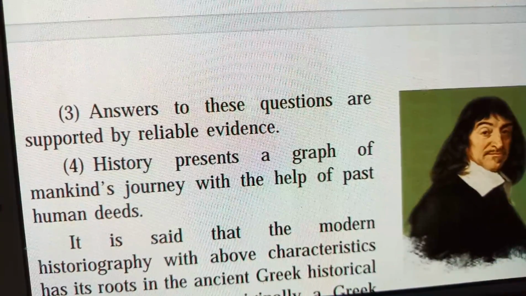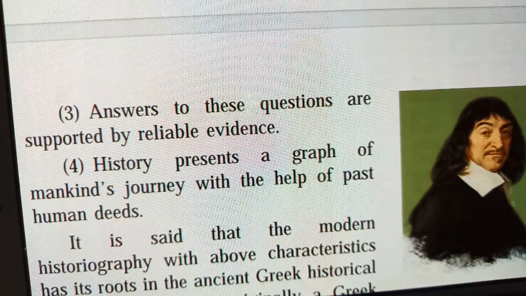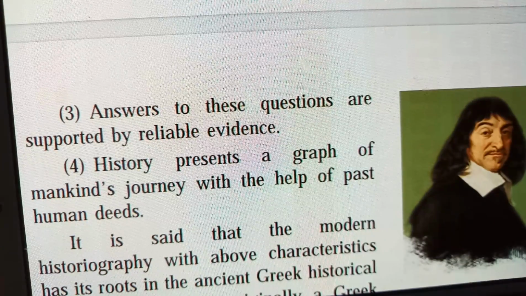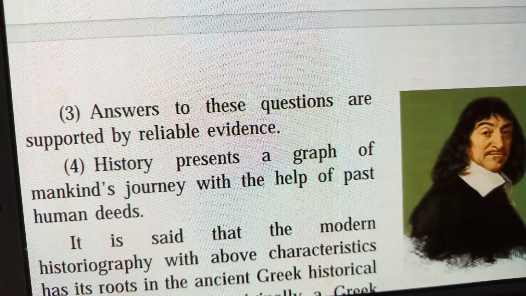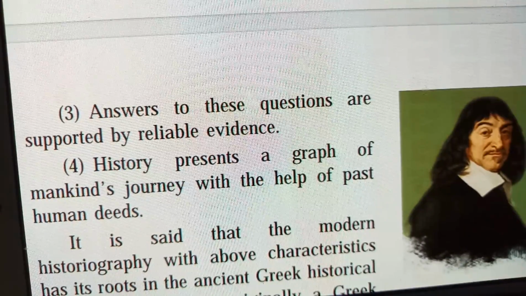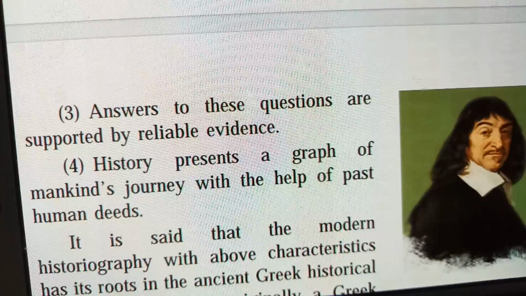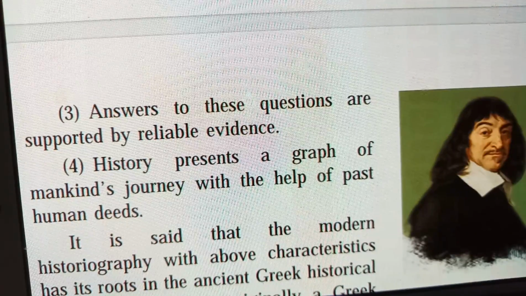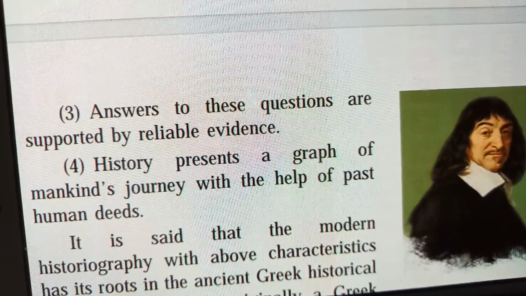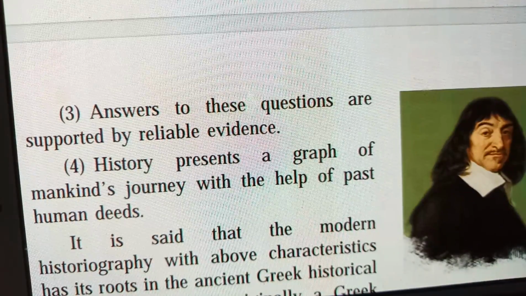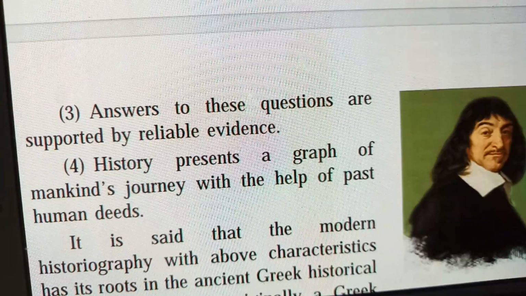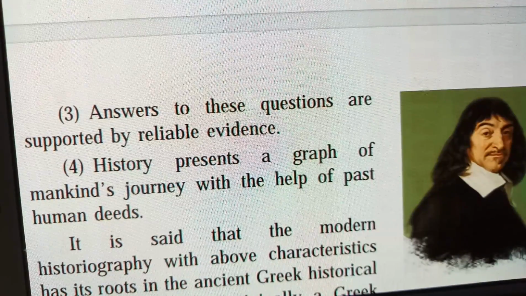Third is, answers to these questions are supported by reliable information. So whenever I ask a question, first I have to prove it. First I have to check the evidence, whether the information shown has correct evidence or not. So whenever I ask a question, or I am shown some documents, first I will ask whether that information is correct or not, or I will ask for evidence.